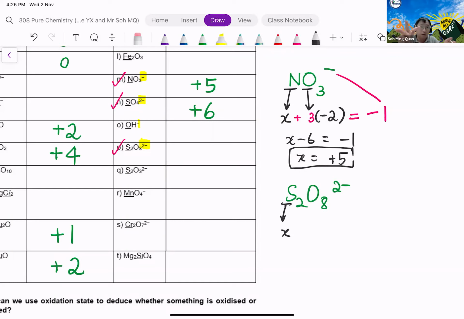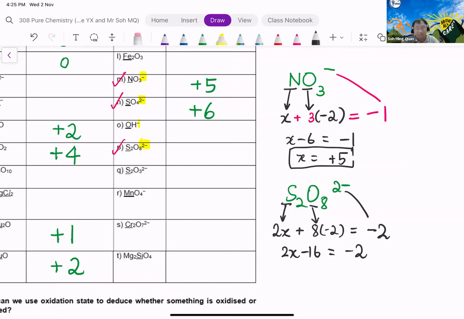Let it be X. But the complication here is, how many sulfurs do we actually have? It's S2O8, right? So X is for 1 sulfur. You got 2 sulfurs, so it's 2X. Oxygen is -2. Got 8 of it. 8 times minus 2. 2X plus 8 times minus 2 equals to the charge, minus 2. So this is where please make sure you do properly. Now that I have this equation, 2X minus 16 equals minus 2.